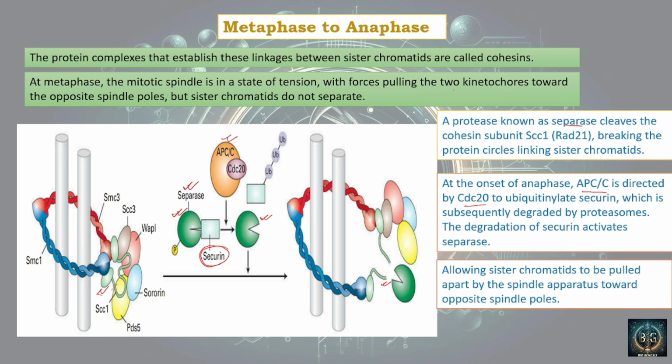By this process, the two sister chromatids are moved to the opposite poles, then anaphase is completed, then the cell enters telophase stage, and finally the karyokinesis process is completed. After this process, the cell enters cytokinesis, and in the cytokinesis process, after chromosome segregation, the two daughter cells are produced and cell division is completed.